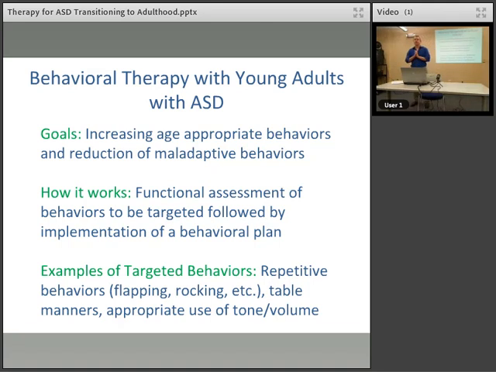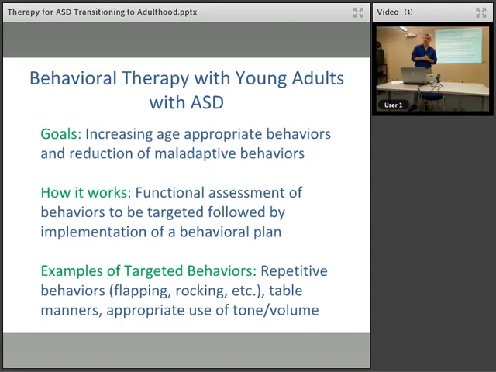The goals are obviously increasing age-appropriate behaviors and reduction of maladaptive behaviors. The way it works is we do a functional assessment of behaviors to be targeted, and then we do an implementation of a behavioral plan. Functional assessment of behaviors consists of really sitting down and looking at what it is specifically that we're trying to change. It may involve sitting with the person and counting the number of times that we see a certain behavior, so that we have something to look at over the course of time to see what's actually being changed, and so that everybody's really clear on what the goals of the treatment are.